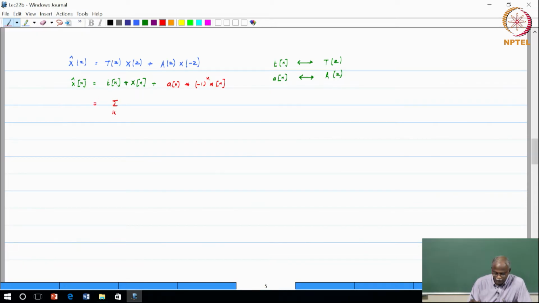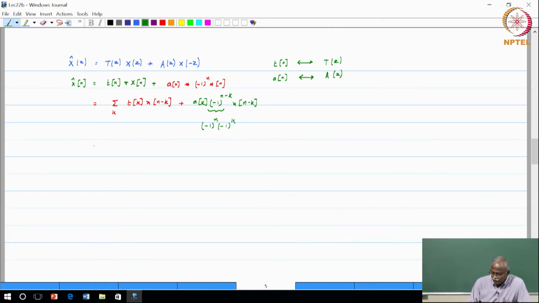This is summation over k going from minus infinity to infinity, t of k x of n minus k, plus a of k times minus 1 power n minus k, correct, because I have x of n minus k. So I am going to split this in the following form: minus 1 power n times minus 1 power k, since minus 1 power minus k is the same as minus 1 power k.